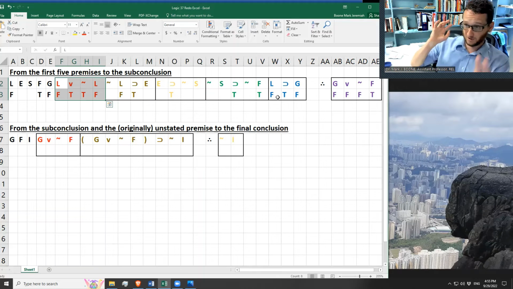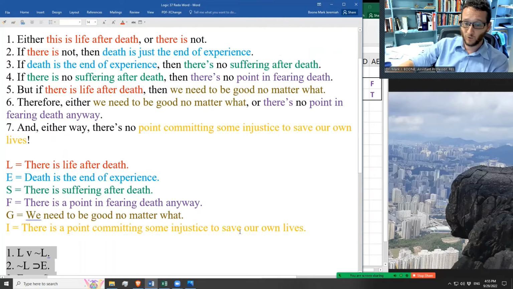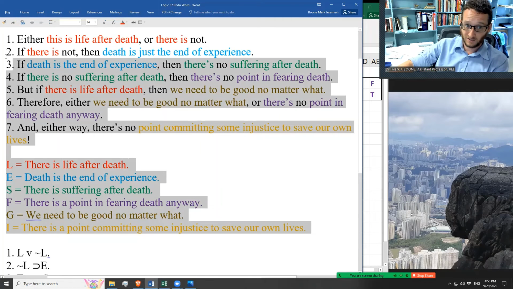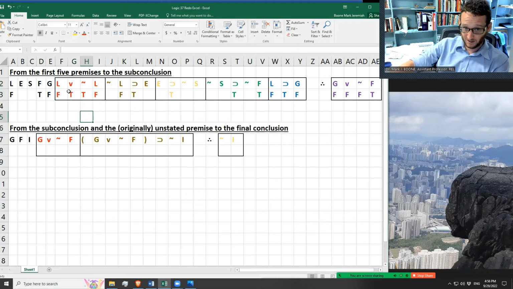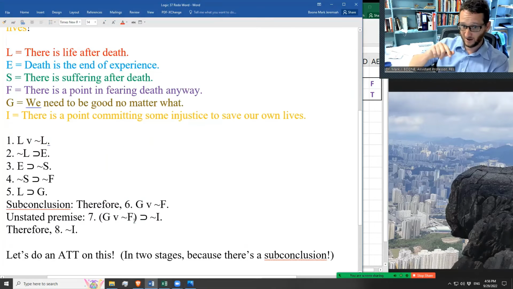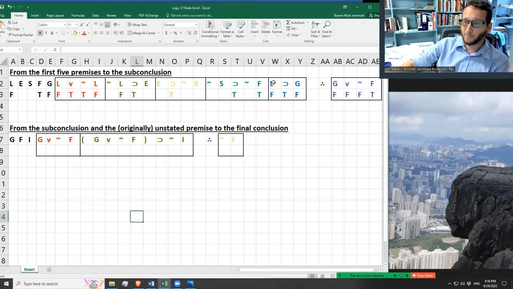Please don't get confused by the color coding. The color coding here was to help us understand where the atomic propositions are found in the original argument. And the color coding here in the Excel document is just to keep track of which premise is which and which conclusion is which. No correspondence of red here to red back there, all right? But I put these boxes around it, which should be sufficient.